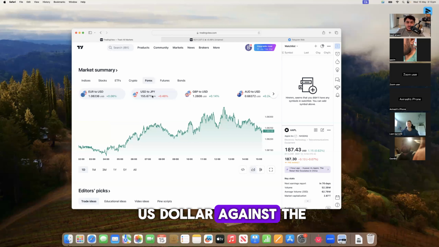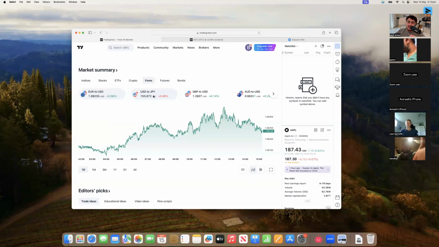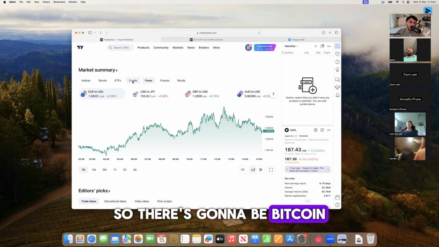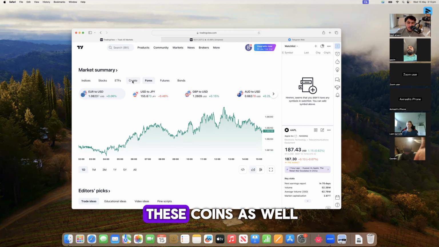So for example, the US dollar against the Japanese yen, the movement in price is going to be what you're going to be trading if you're trading that. There's going to be Euro to USD, GBP to USD, Australian dollar to the US dollar. So the movement in the prices is what you're trading in Forex. Obviously there's going to be crypto, so there's going to be Bitcoin, Ethereum, Solana, all of these coins as well that you can also trade. Exact same concept, you're just trading a different asset.